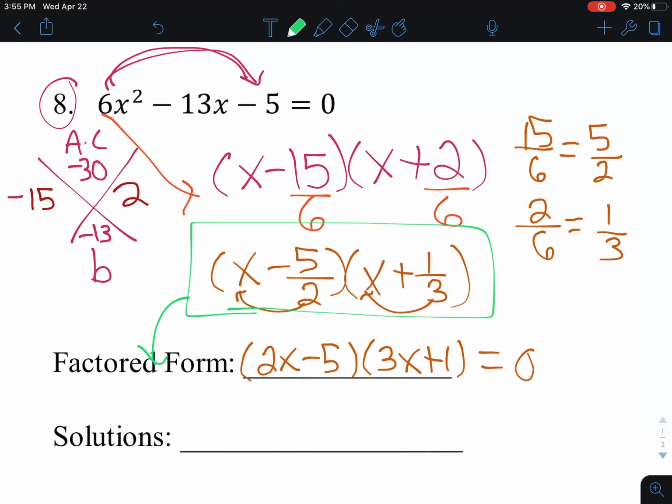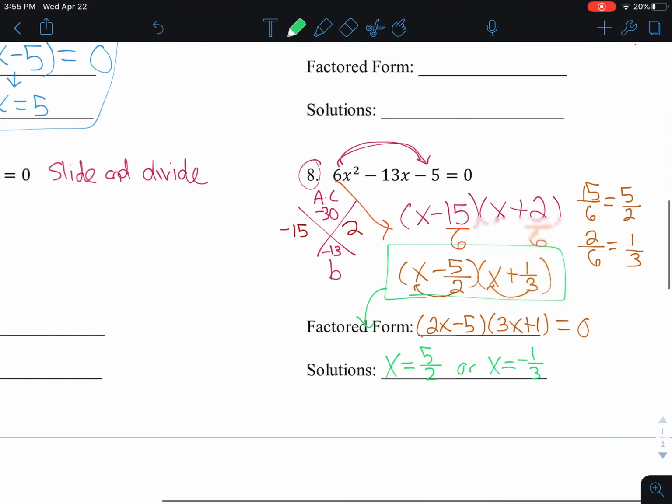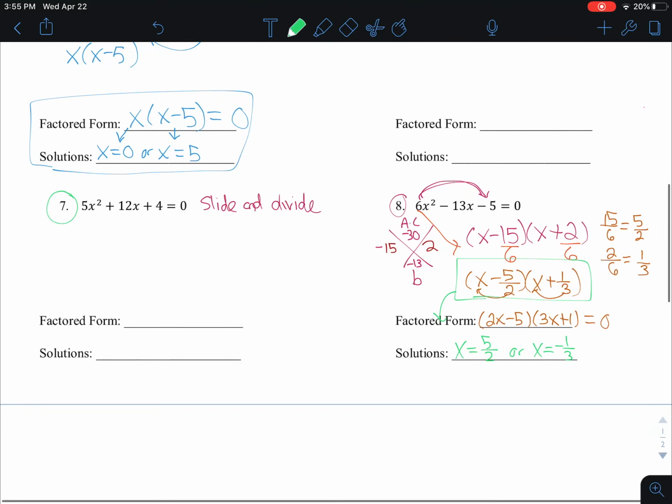But my solution there will be 5 over 2. Oh, I'll write it. Because x equals 5 over 2, or x equals -1 over 3. Again, that's like the most difficult slide and divide problem you're going to see. 7 is a little bit more straightforward. Hopefully you see number 7.